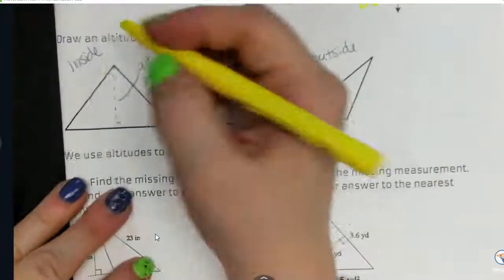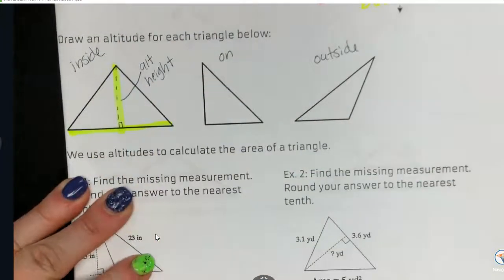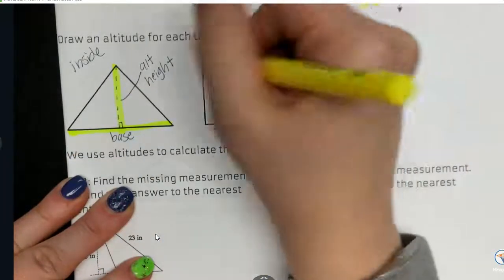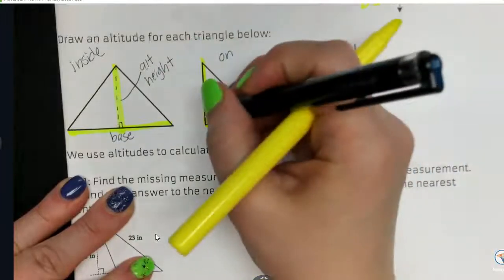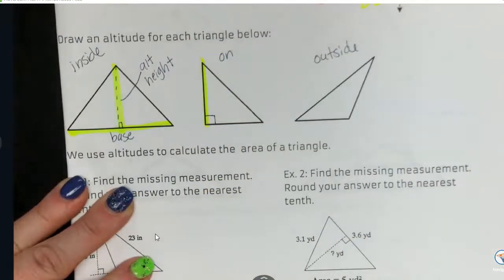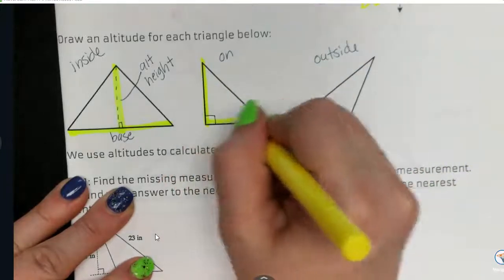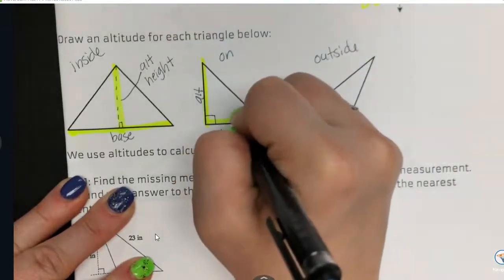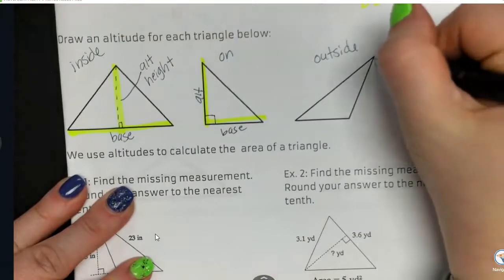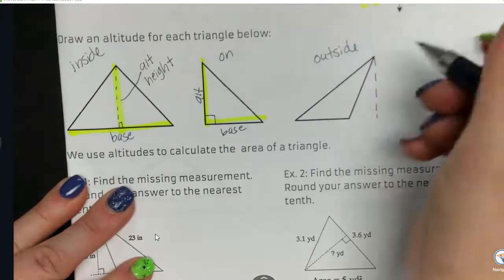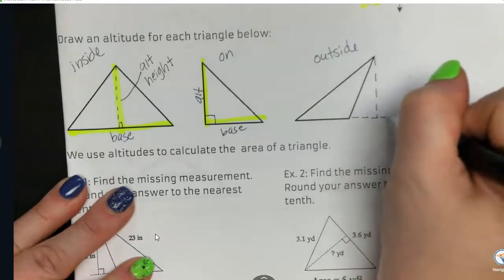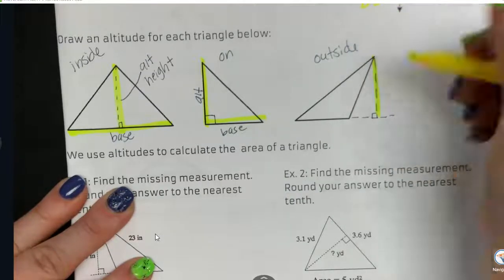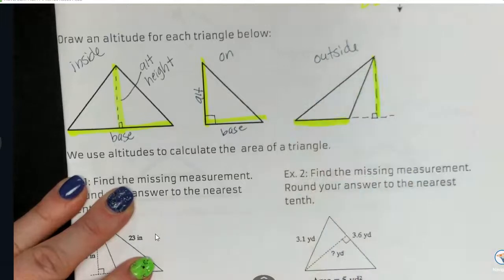And then this down here is called the base. The other way is if the altitude is actually on the triangle because the triangle is a 90 degree or a right triangle already. If that's the case, then this is the altitude and this is the base. And then sometimes when you have an obtuse triangle, they'll draw it out here. And you'll have a 90 degrees here. So this is the altitude, but this is the base.